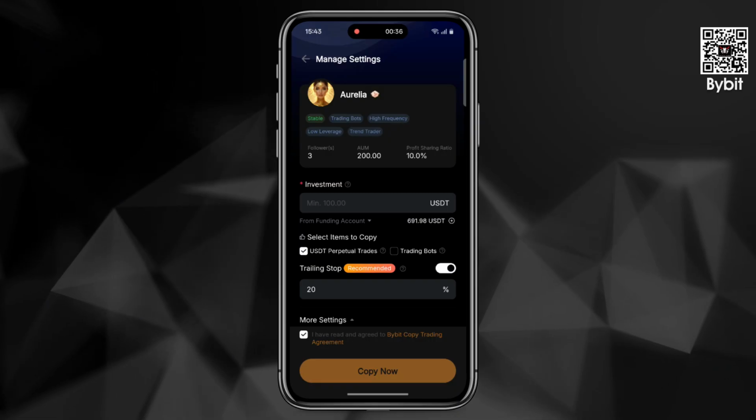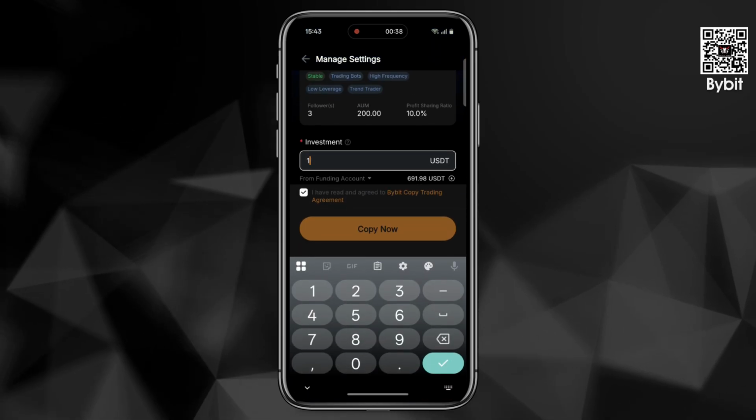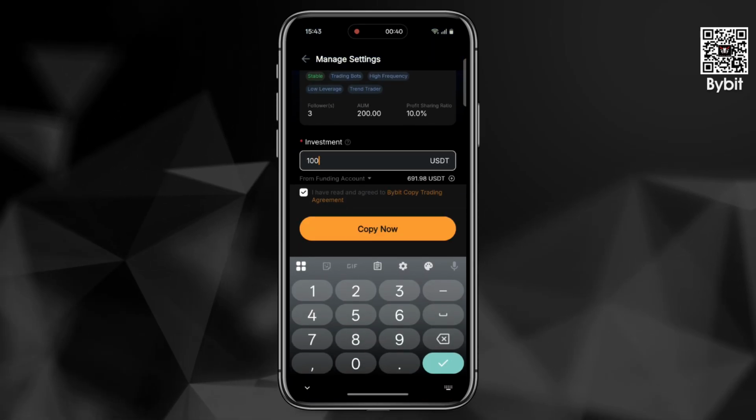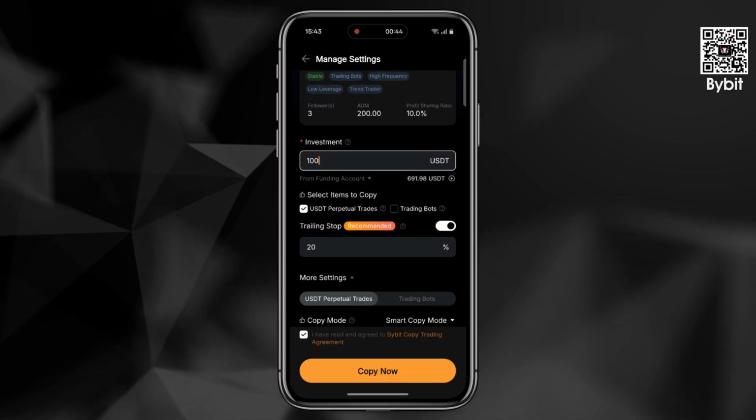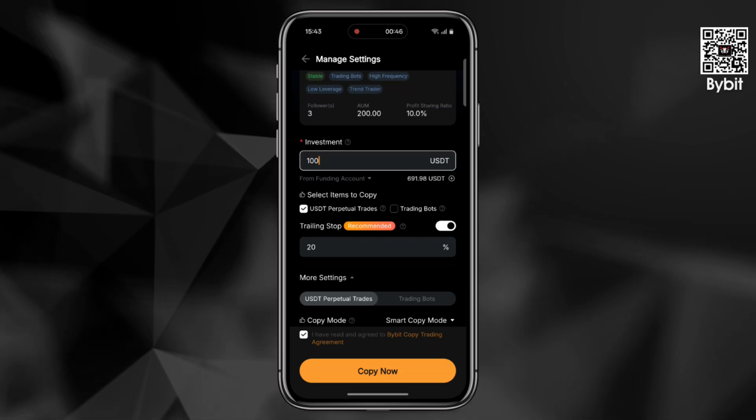Choose the copy mode. Fixed amount. For example, $50 per trade. This is the best option for beginners, as you always know the maximum risk per position. Multiplier. Trade scale according to the trader's volumes. This mode can yield more profits but also carries higher risks, especially if the trader places large orders.